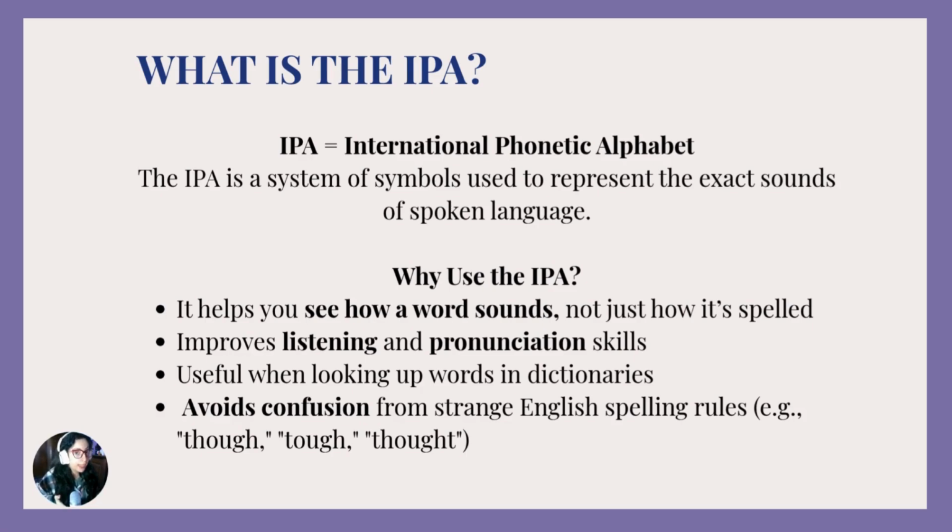The IPA is a system of symbols that we use when we speak. It represents the sounds. So why do we need to know the IPA? It helps us see how a word sounds, not how it's spelled. This is not about spelling, this is about the sounds.